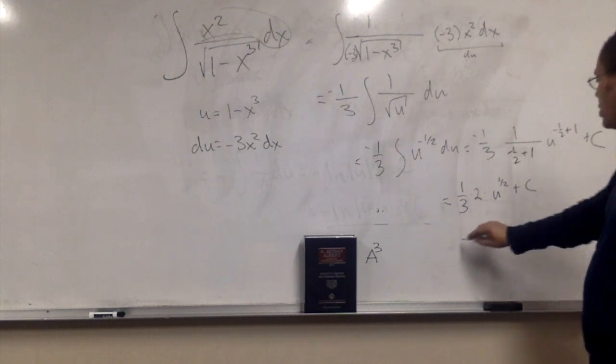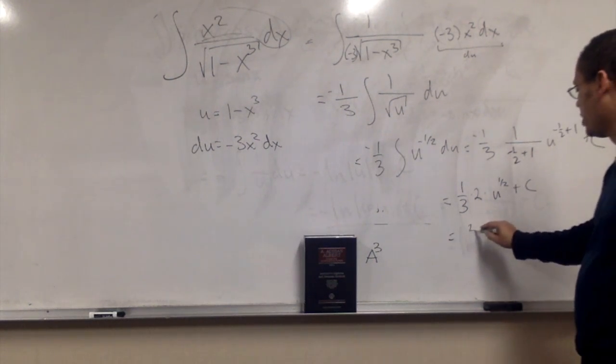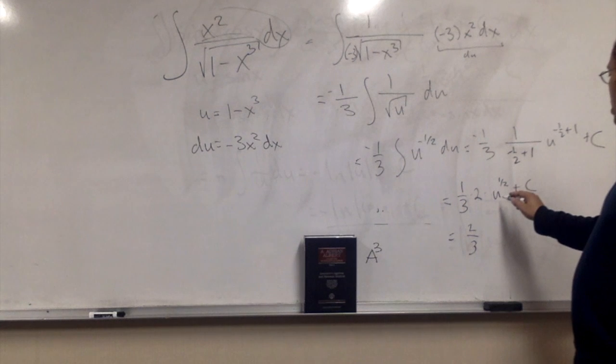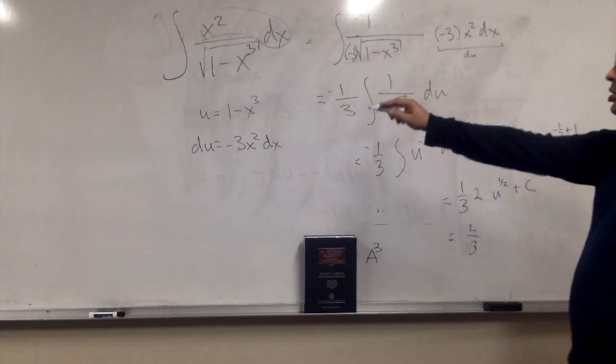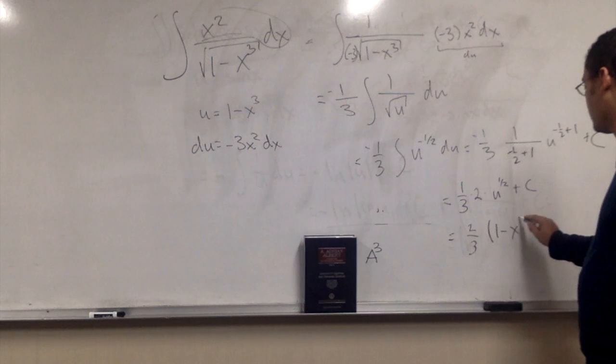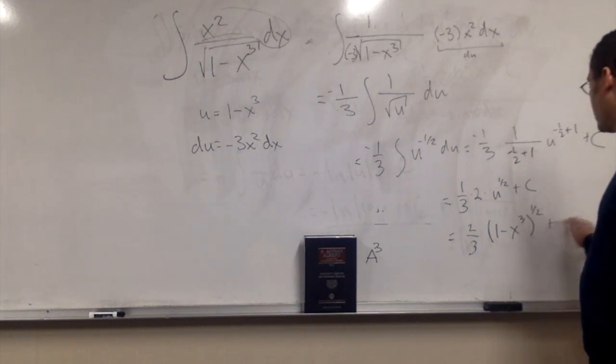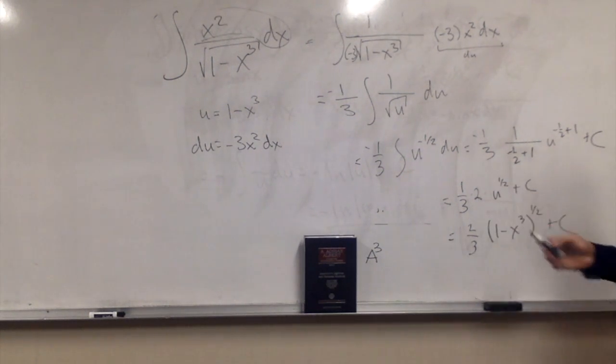Plus c, or in other words, to finish this all off, I have 2/3 u, which is (1 minus x cubed) to the 1/2, plus c. Of course, I can write that as a square root, but whatever, that's a valid answer, and we're done with that one.